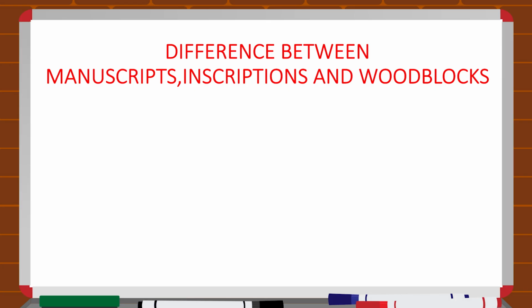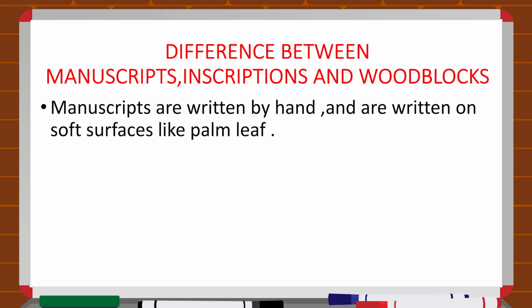Gutenberg developed the first known printing press in the 1430s. Before discussing Gutenberg and the printing press, I would like to tell you about the difference between a manuscript, inscriptions and a woodblock printing. While manuscripts are handwritten, inscriptions were written on hard surfaces.